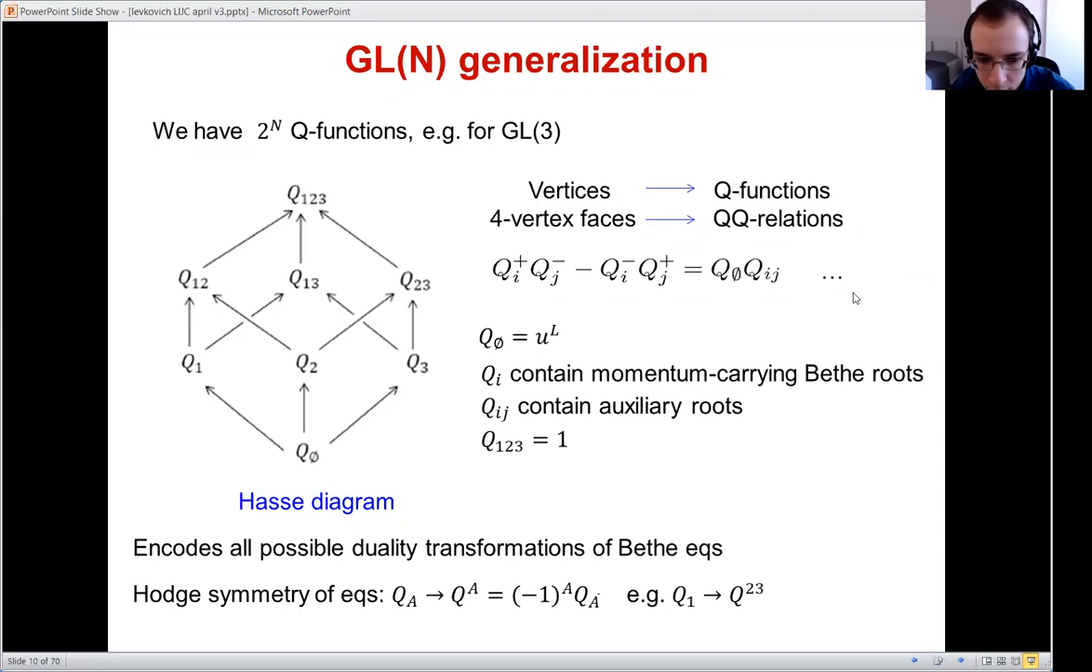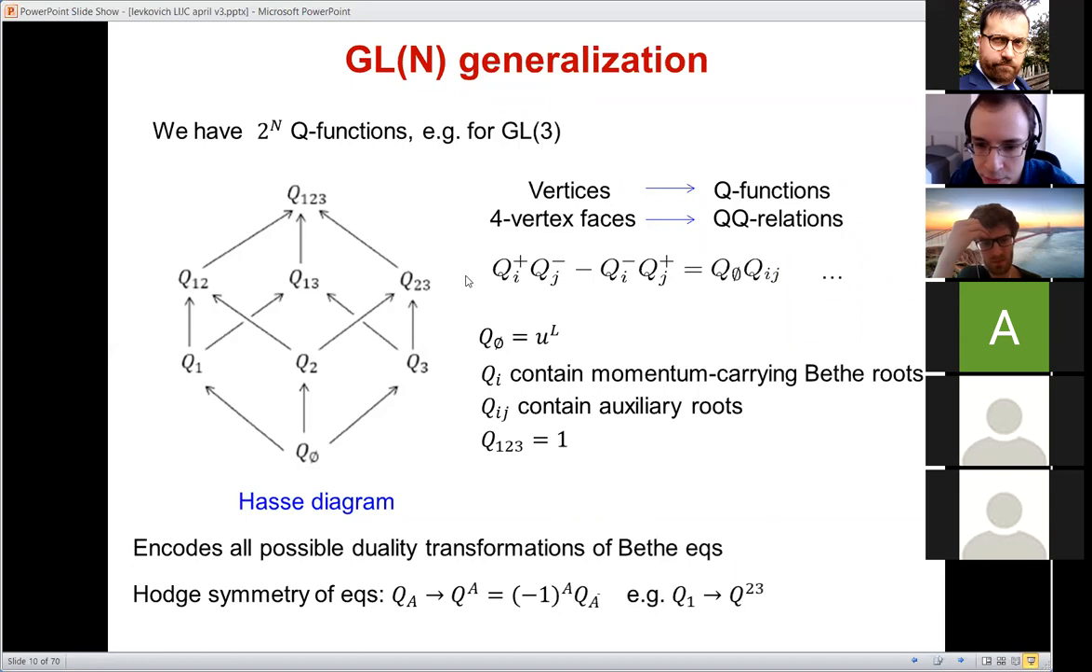Okay, so now the comment which will be important later for AdS/CFT is that we have a symmetry of these equations, if we forget about the boundary conditions and just look at these functional equations. There is a symmetry where we replace Q functions by what's known as Hodge duals of them. So this is plus or minus the Q function with the complementary set of indices. For example, instead of Q_1, we introduce the new function Q_{2,3}. The statement is that Qs with upper indices will satisfy exactly the same QQ relations as Qs with lower indices. So this is a kind of symmetry which flips the diagram. Again, it does not preserve the boundary conditions, so it's just a symmetry.